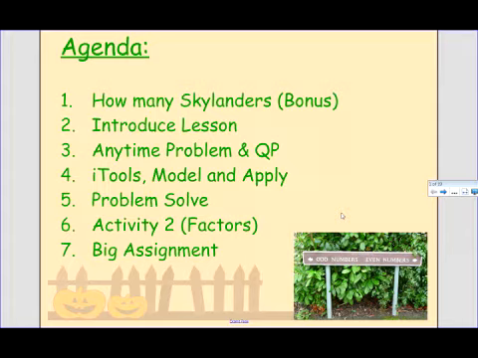Welcome. This is Mr. Fisher's Flips third, and today's agenda is right there for you. We're going to introduce a lesson. It's going to be about square numbers and anytime problems. We're going to do some quick practice, problem solve, and a big activity, big assignment right here. We'll be doing something that involves the whole lesson, square numbers.